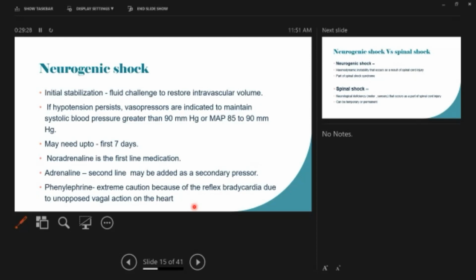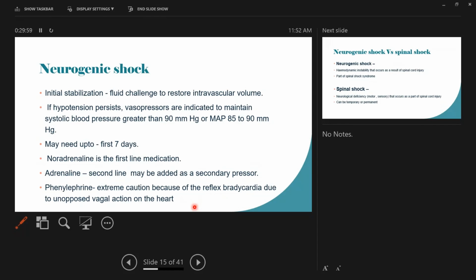Okay, and you can use adrenaline as a second line vasopressor, or phenylephrine can also be used, but there is a little problem in using these drugs. Now I told you there will be unopposed vagal activity as well. So your patients will be bradycardic generally. So if you use a drug like phenylephrine, which causes bradycardia, it might affect them in a bad way. Therefore, you have to be cautious in managing these patients.